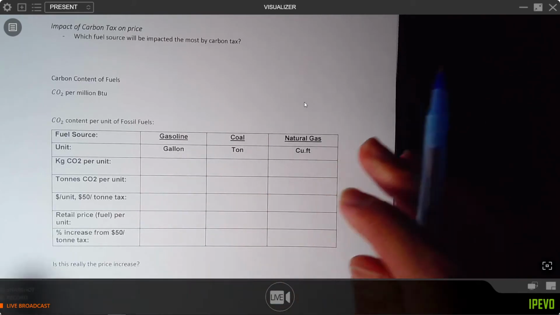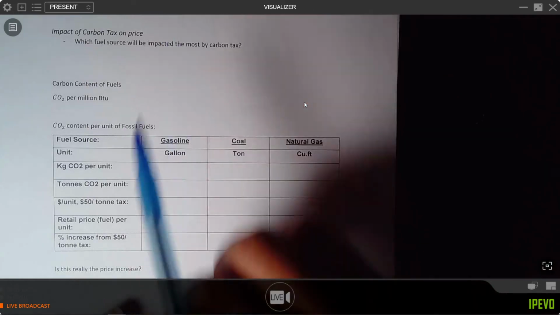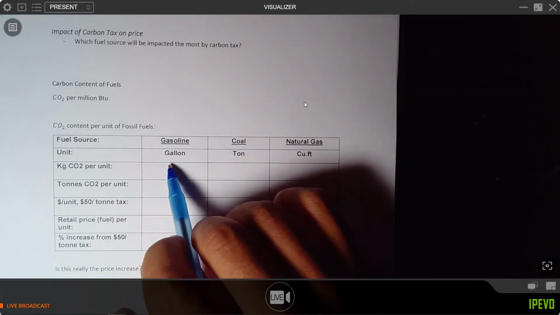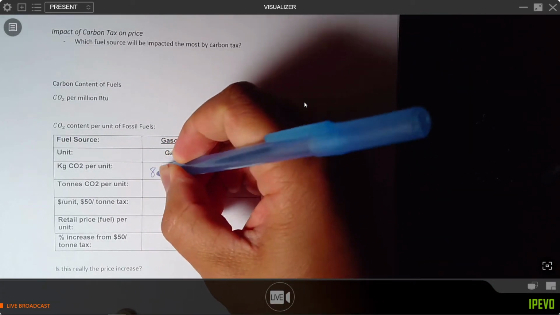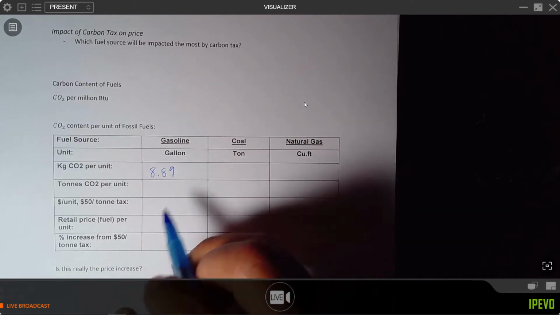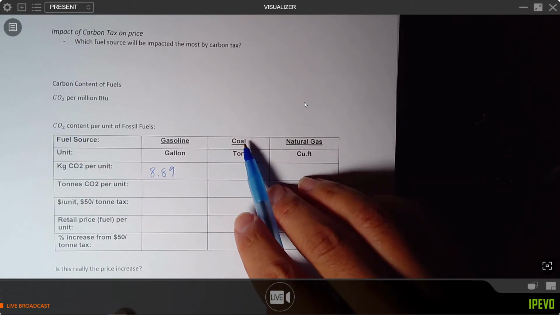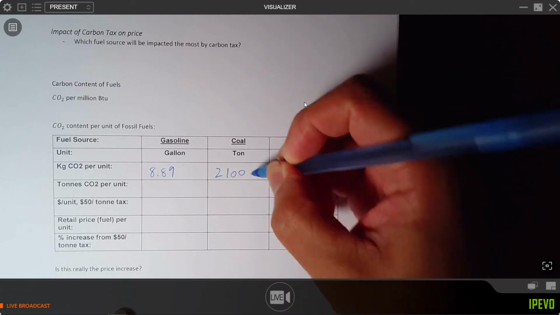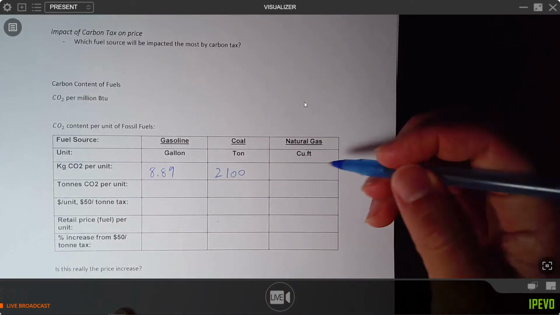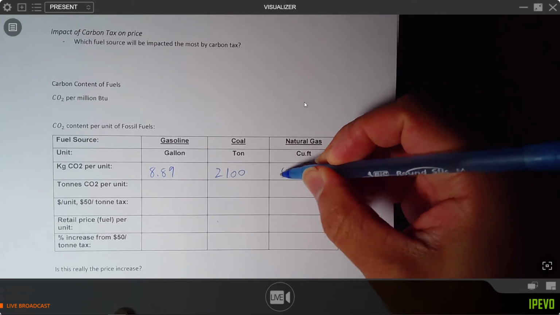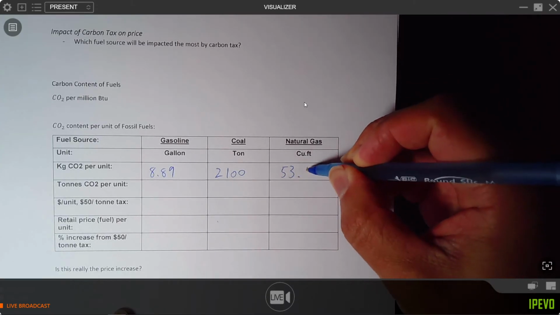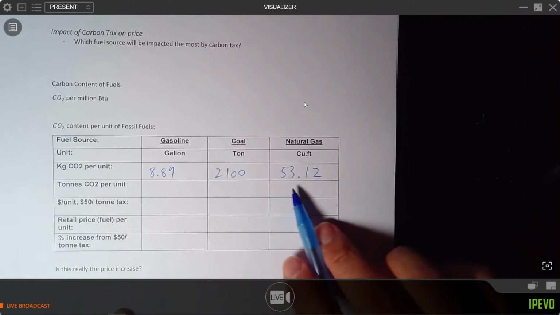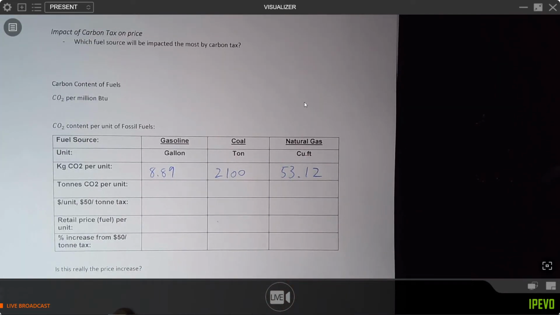I'm going to use some numbers that our textbook provides. A gallon of gasoline has 8.89 kilograms of CO2 per gallon. A ton of coal has 2,100 kilograms of CO2 per ton of coal, and natural gas has 53.12 kilograms of CO2 per cubic foot of gas.